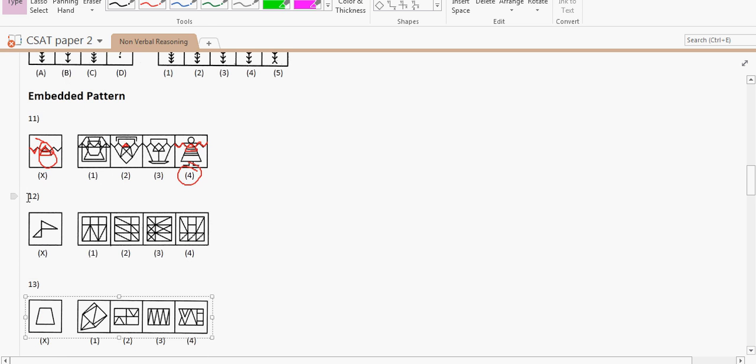So the 12th is slightly difficult. I would recommend you do it yourself. If you cannot do it, just find the answer in the link which is provided above.